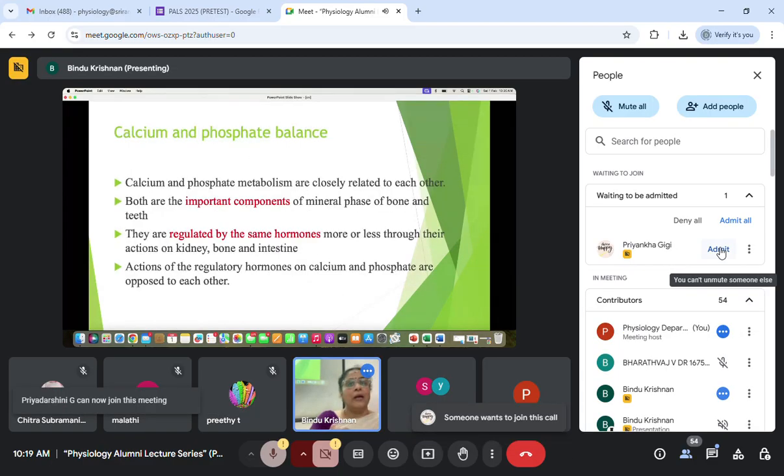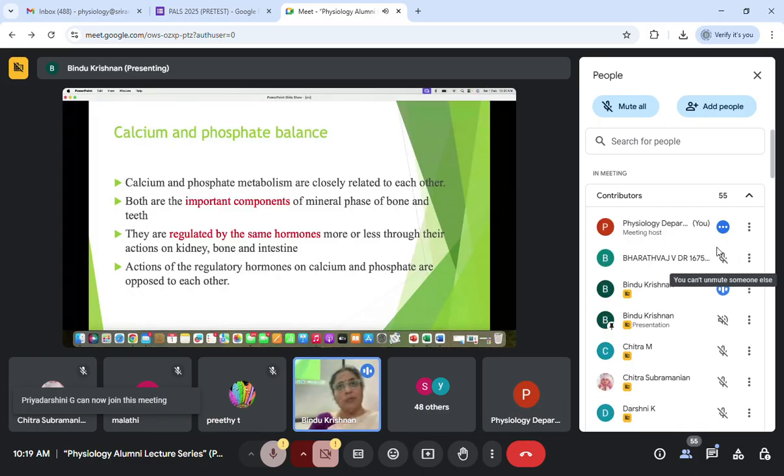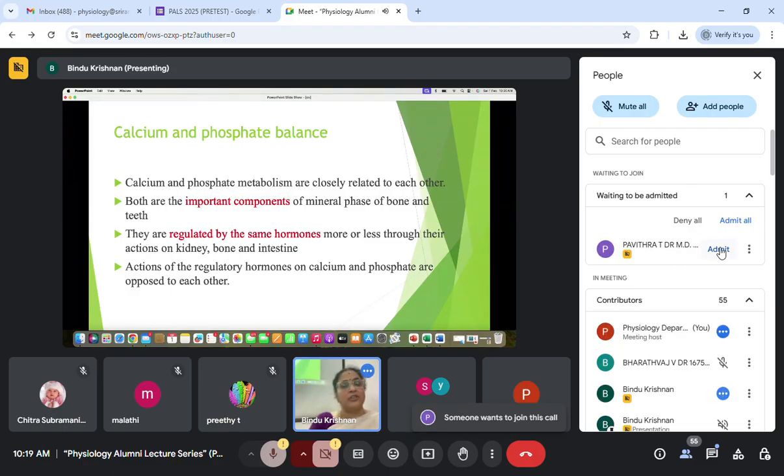an important regulatory role in metabolic as well as signaling pathway. Now, though the topic is calcium homeostasis, I am going to speak on phosphate because you will see as the lecture proceeds, the calcium and phosphate metabolism are closely related to each other. And both of them being an important constituent of bone and teeth structurally. Apart from that, they also have this feature that they are regulated by the same hormones, more or less on the action of the same organs, kidney, bone, and intestine.